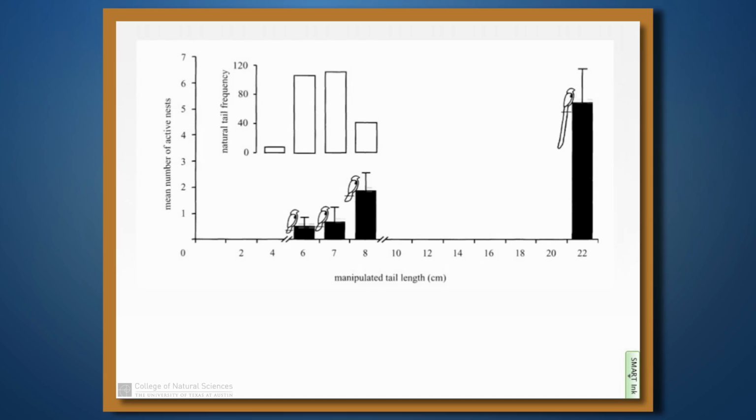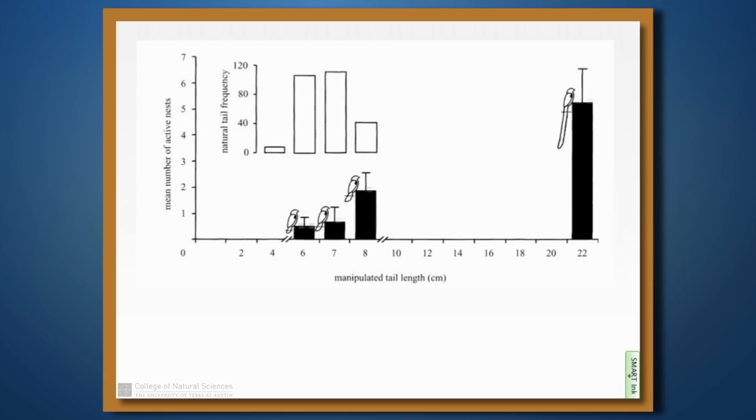Now those lower bars are there because the males with the shorter tails are actually actively guarding females at fewer nest sites. So note that the shorter tailed ones, the ones that have 6 and 7 centimeter tails, on average only have about one active nest that they're involved with, whereas the ones with 8 centimeter tails have twice as many nests that they're active in. So they're leaving more offspring if they have a longer tail.